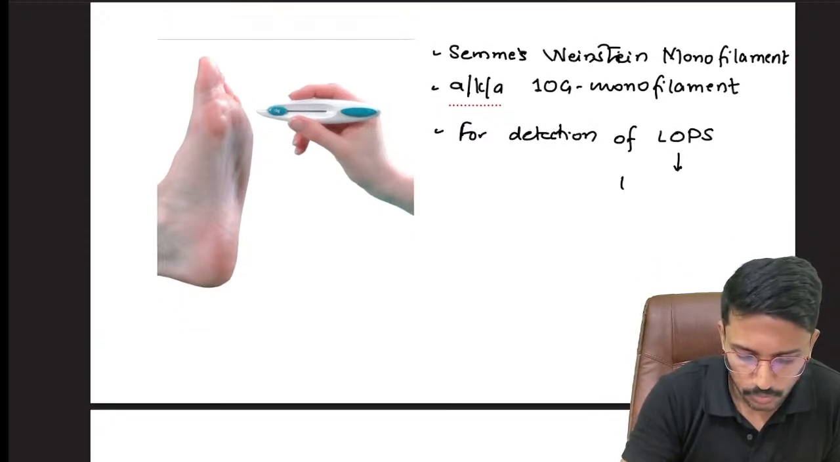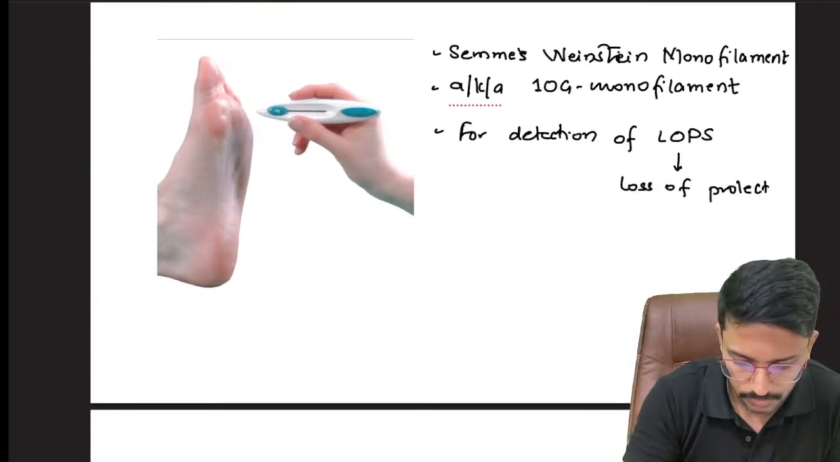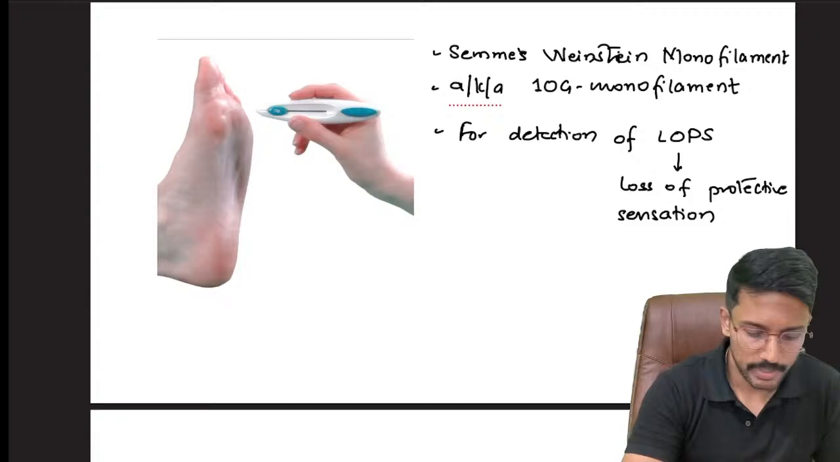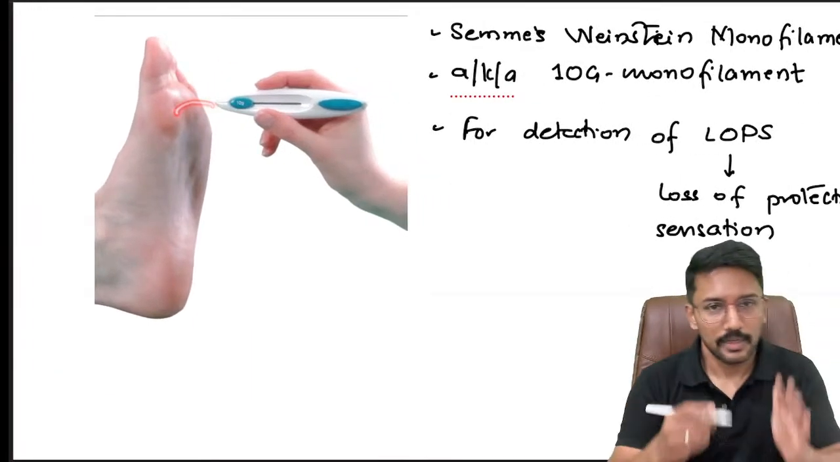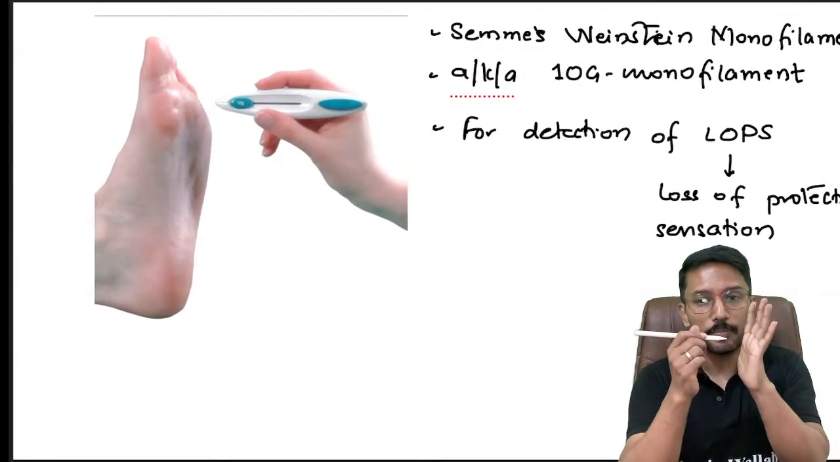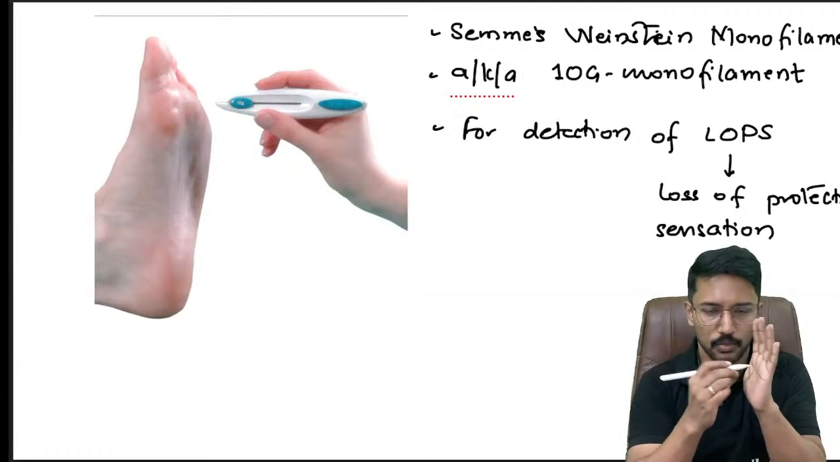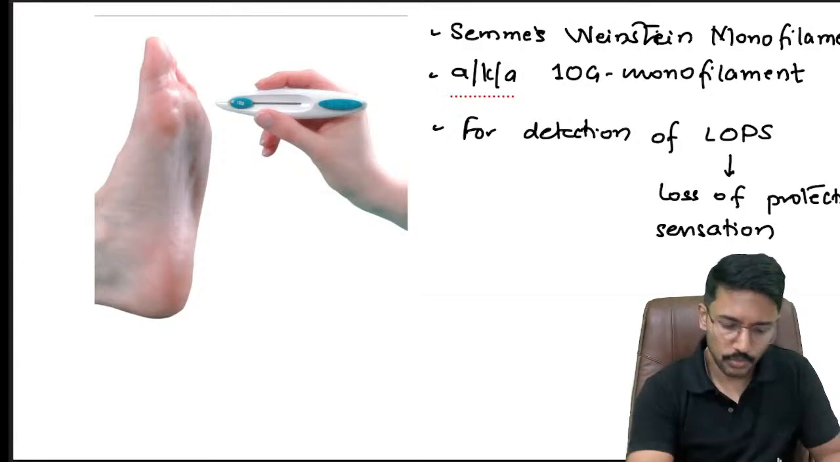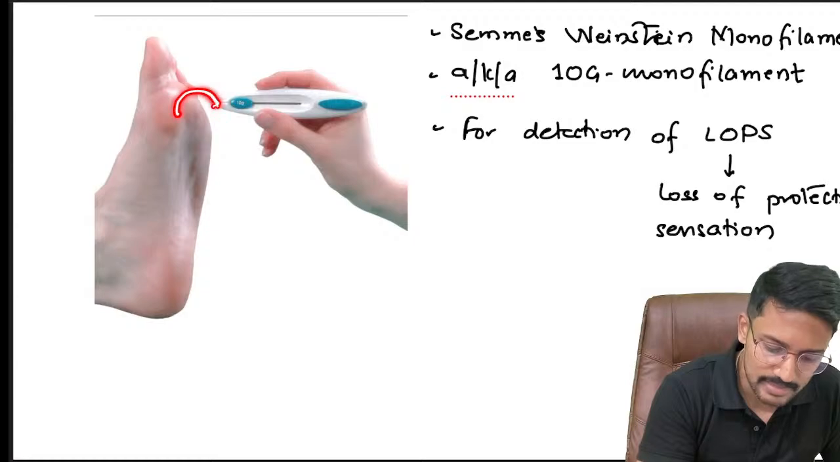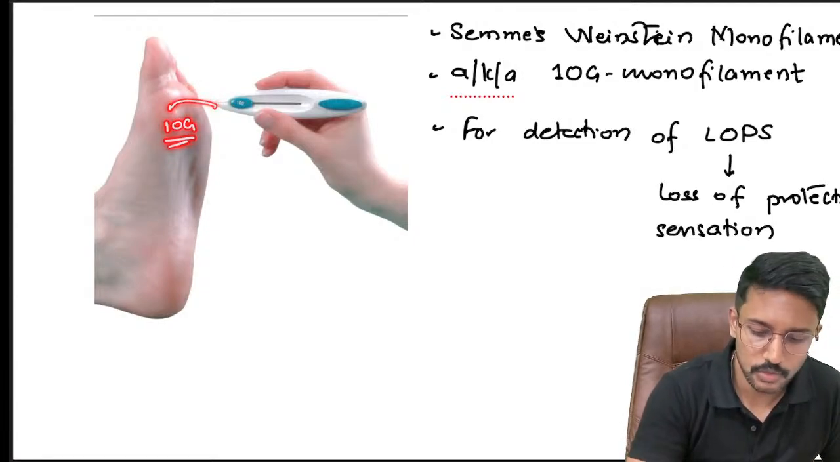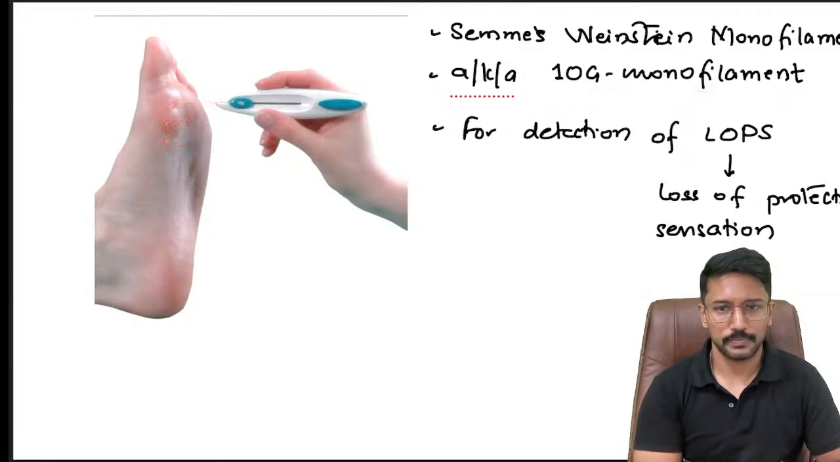LOPS refers to loss of protective sensations. Loss of protective sensations. So when we take this instrument and apply firm pressure, it can only exert pressure equivalent to 10 grams. Beyond that, it cannot apply pressure. If you try to compress further, it will go on buckling like a C, but it will only transfer pressure of 10 grams. That is why it is called a 10 gram monofilament.